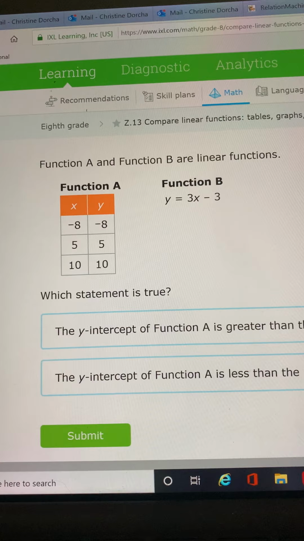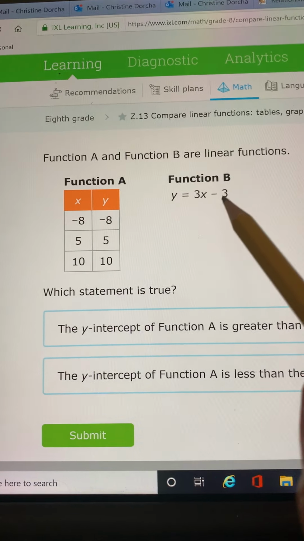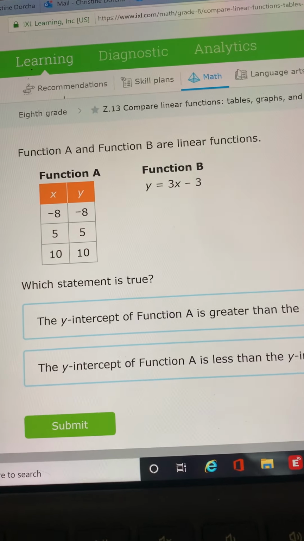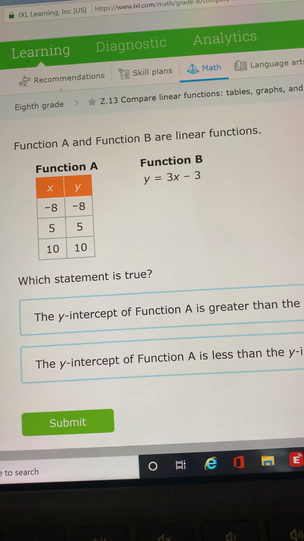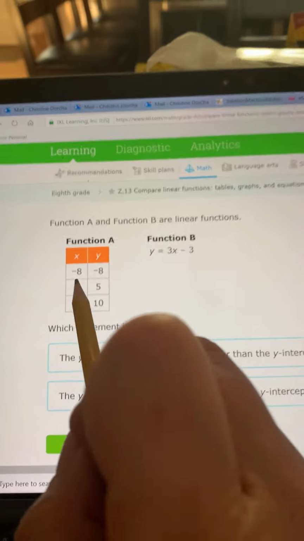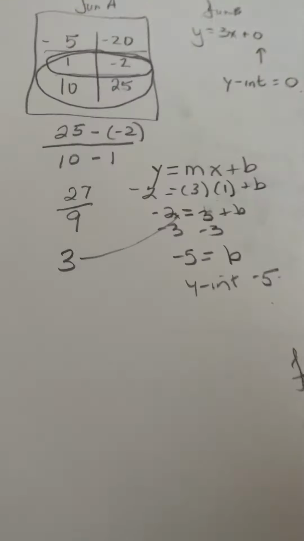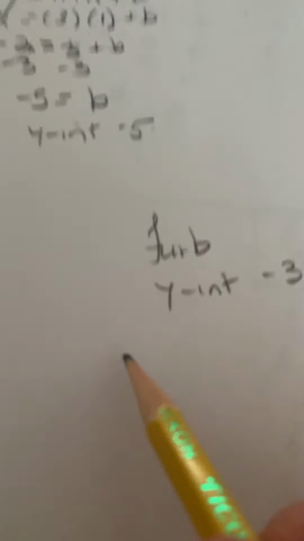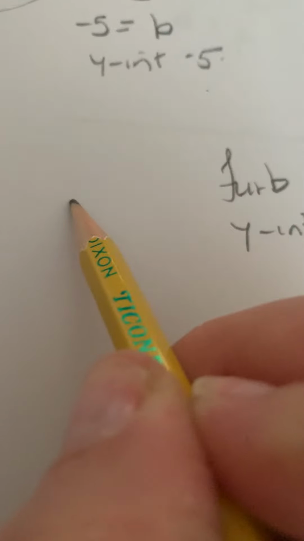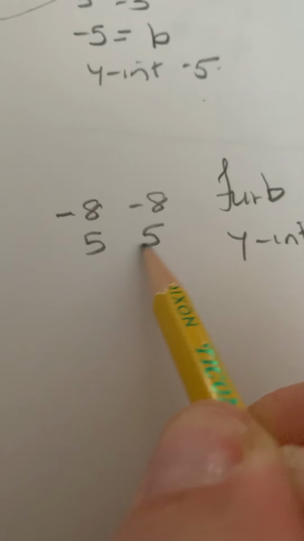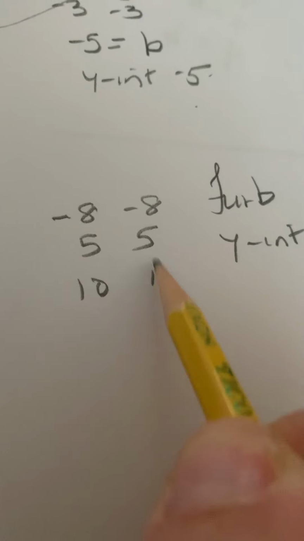So the y-intercept on function B is negative 3. You can see it right there. So function B, the y-intercept is negative 3. And then I'm going to use these 2 points right here. Now, I know a little bit about that function, but I'll have you explore it with me. So we have negative 8 and negative 8. We have 5 and 5 and 10 and 10.